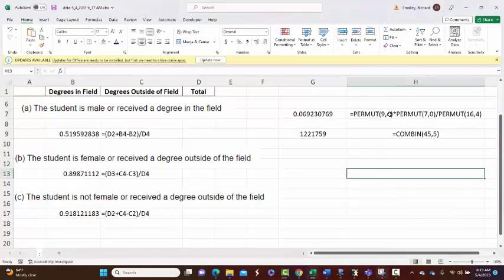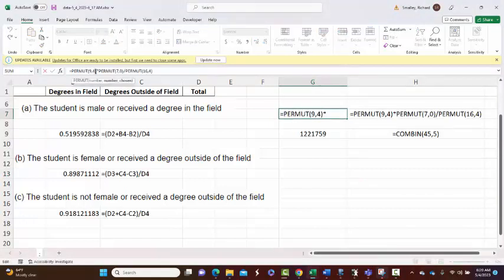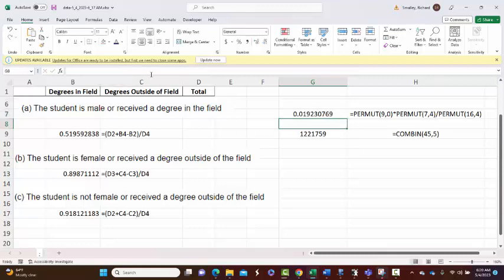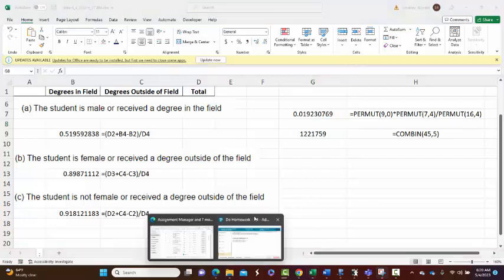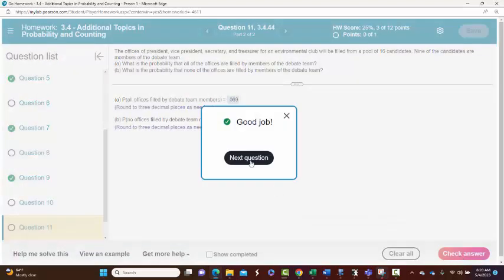So on this one, you're basically saying 0 out of the 9, but all 4 are coming from the 7 that aren't the debate club. So 0 out of the 9 debate people, but the 4 are coming from none of the debate club. So 0.1 9, if it wants 3 decimal places. Love it.